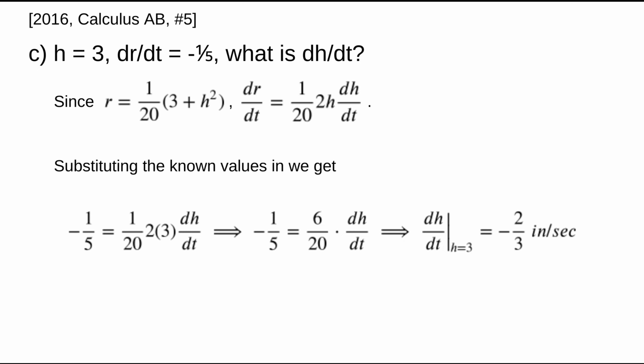And solving that for dh/dt, and then evaluating dh/dt when h is equal to 3, we get negative 2/3 inches per second.